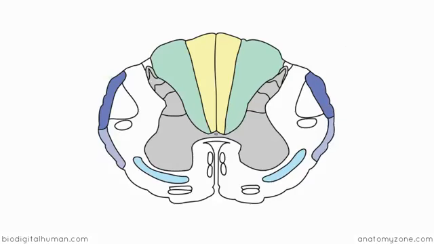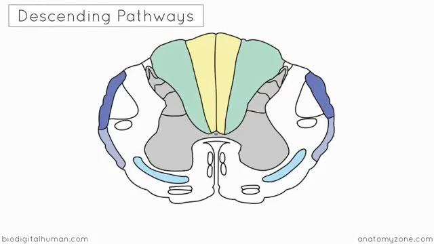So now we'll take a look at the descending tracts. So these descending tracts start in the cerebral cortex and brainstem and descend down the spinal cord to innervate muscles.